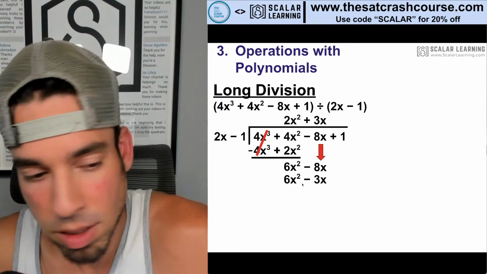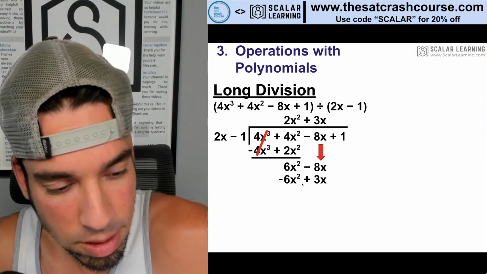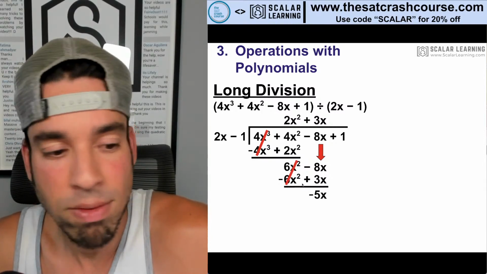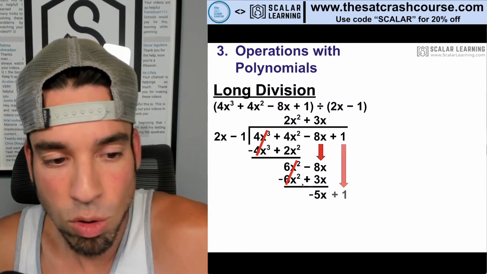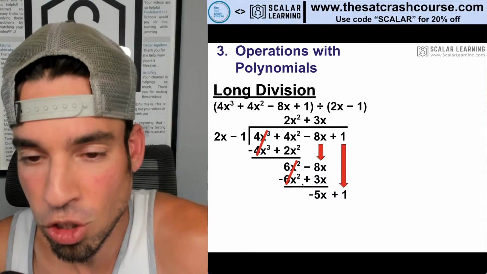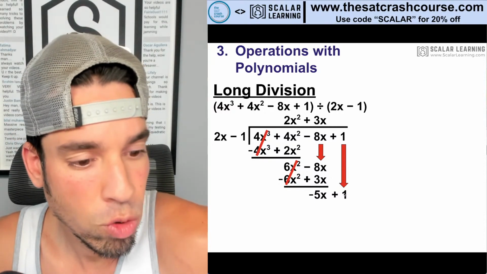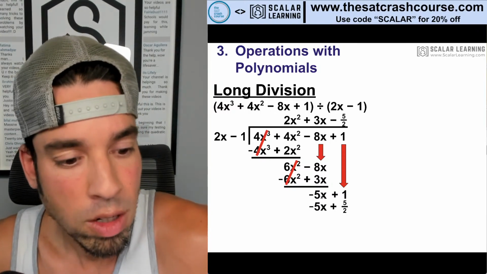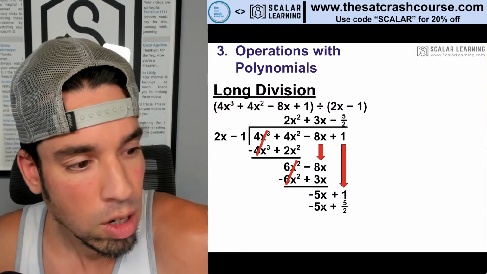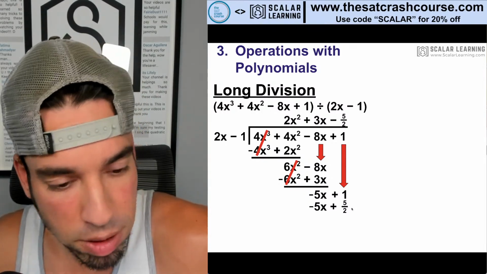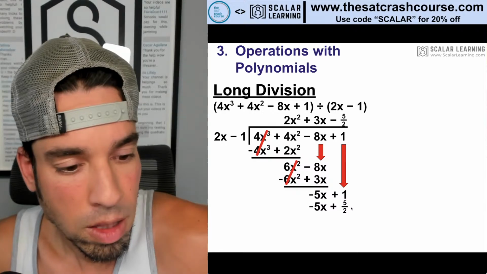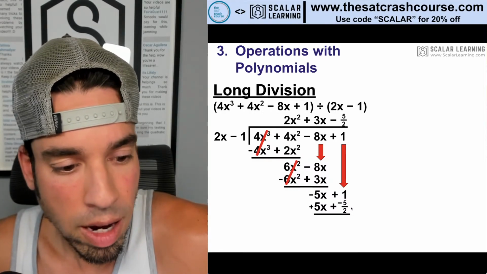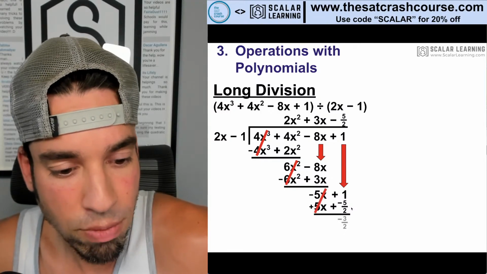Again, we're subtracting. So we're going to negate, and then combine these together. And those are going to cancel out, and we're left with negative 5x. Last one, we're going to bring down the 1. Again, just like traditional long division. What's going to make 2x get to negative 5x? Multiply it by negative 5 over 2. Negative 5 over 2 times that gives us negative 5x plus 5 halves. And then we've got to negate, add these together, and the 5x's cancel out, and we're left with negative 3 halves.